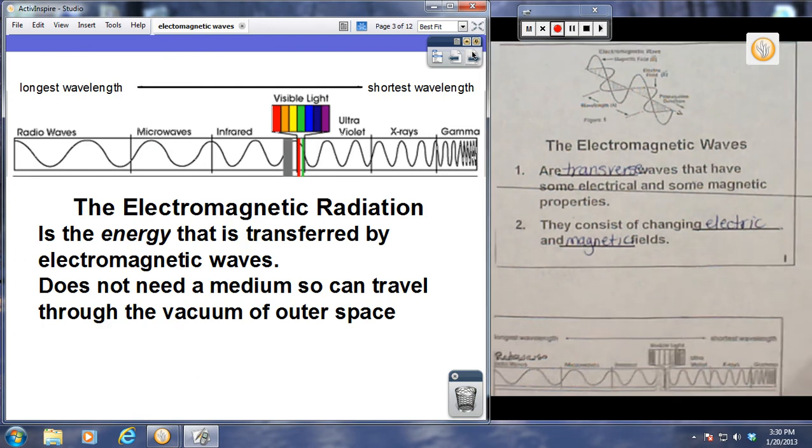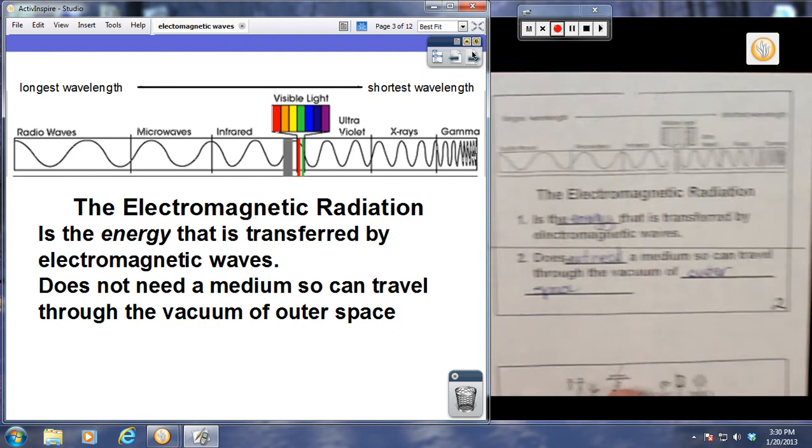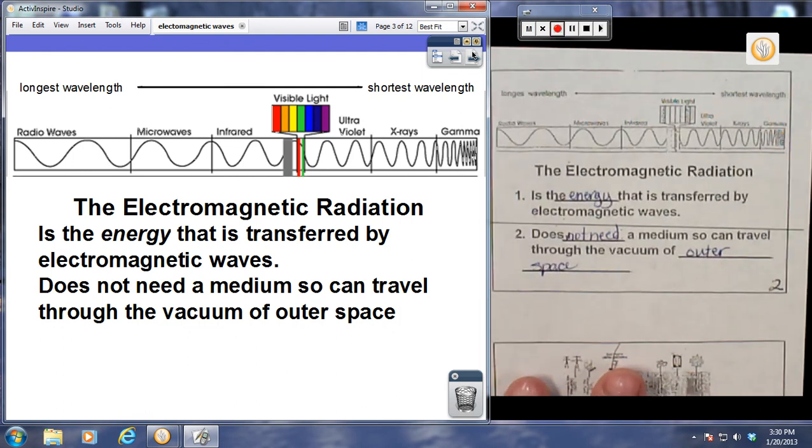Electromagnetic radiation is the energy that is transferred by electromagnetic waves. It does not need a medium to travel, so it can travel through the vacuum of outer space. Remember, we talked about mediums, and mediums are what waves would travel through. If you were to think of a rope and you were to cause the rope to move up and down, then the medium that that wave is traveling through is the rope.